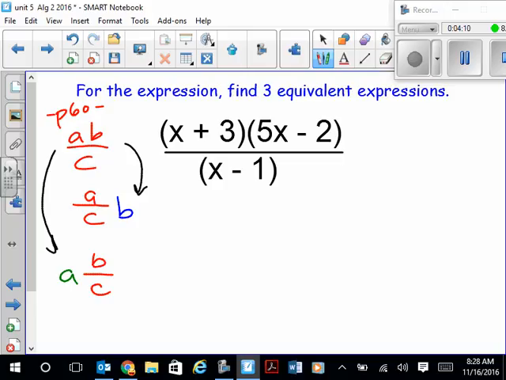I'm going to be testing on this in just a moment. When you get your test, you can do this problem first, even though by the time we finish, we're going to test it. Yeah.